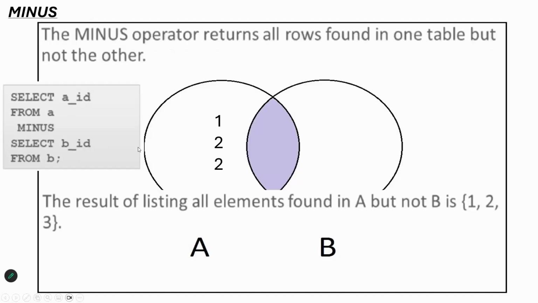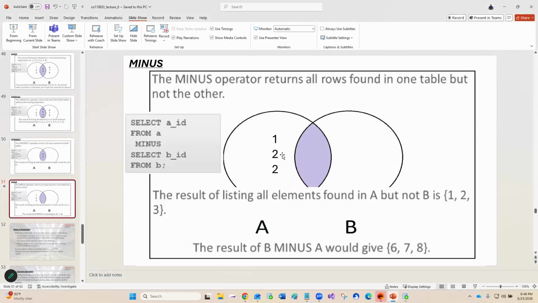And then a minus, yes, that's a set operator, basically returns all the rows from one table, but not the other. If you ran this query, select A ID from A minus select B ID, it's going to return only the information in the one table that's not common to the second table. And if you do the reverse, and I forgot to change that too. Have to be completely transparent. Oops. All right.